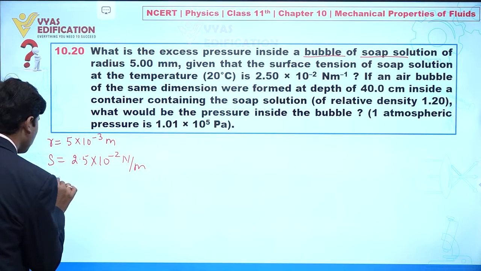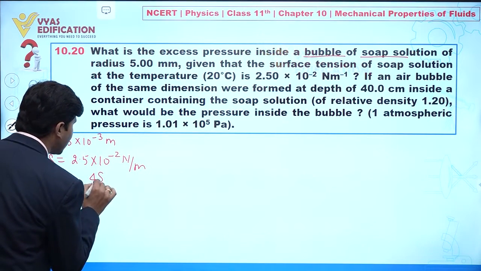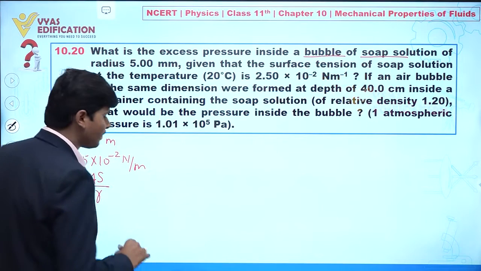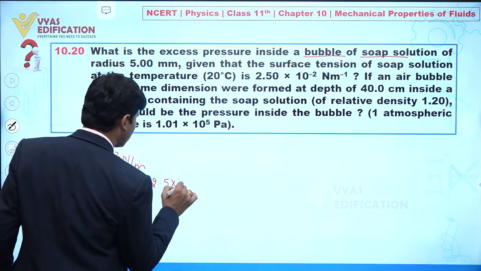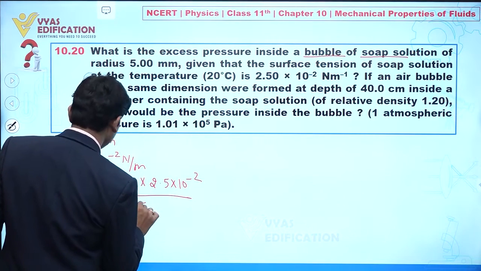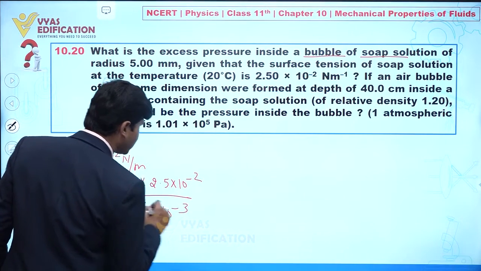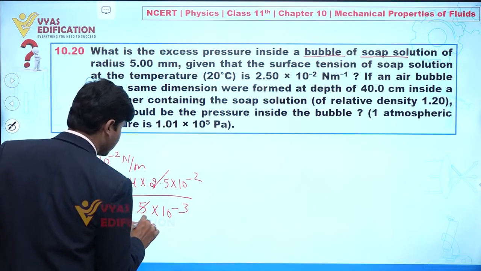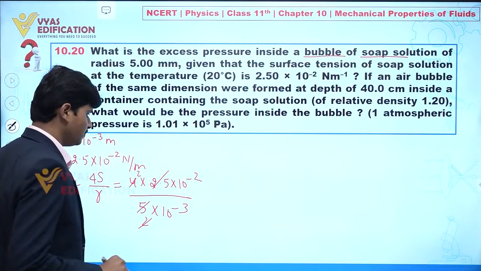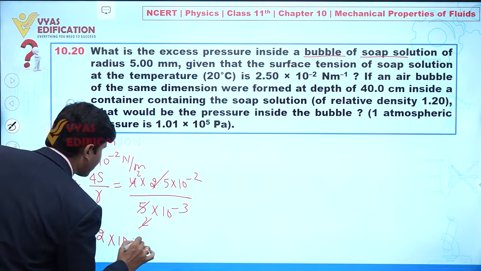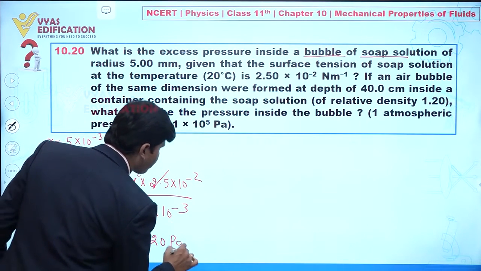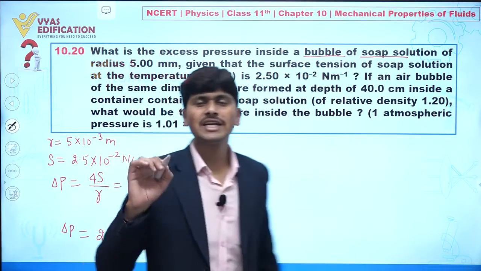So what is the formula? The formula we have is 4s by r. Now we can say 4 multiplied by 2.5 into 10 to the power minus 2, divided by 5 into 10 to the power minus 3. From here, this one is 2, this one is also 2, so the excess pressure is given by 2 multiplied by 10, which is 20 Pascal. So excess pressure we have is 20 Pascal.